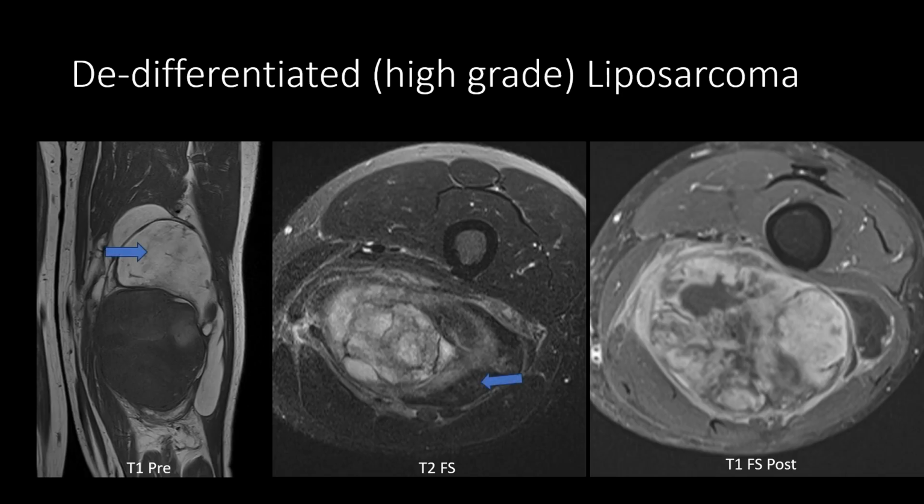All right, how about our very high-grade liposarcomas? Well, here we have a fatty component you can see with the arrow on the first T1 image that saturates out on the T2, and we have this nodular component that's very complex. Low T1 signal, very heterogeneous on the T2, and a lot of central necrosis on the post.